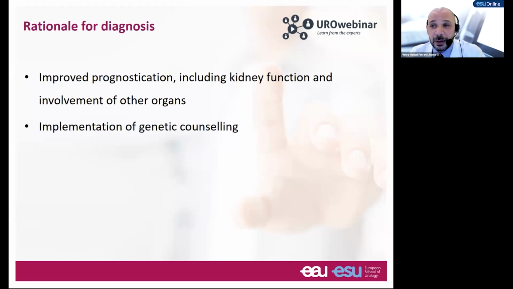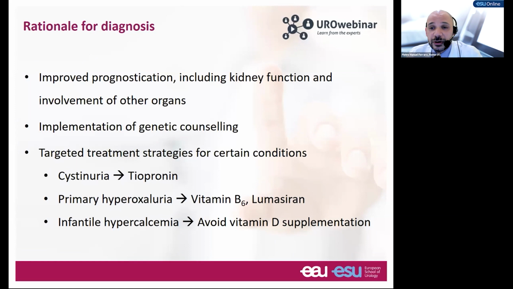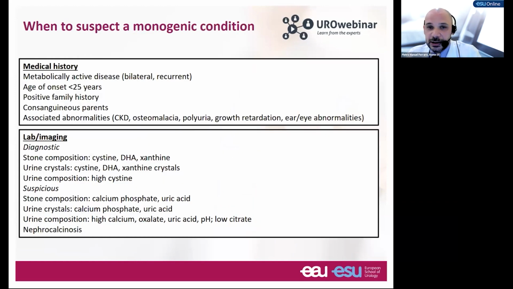It can be possible to implement genetic counseling on these patients, and also for certain conditions, it's possible to adopt targeted treatment strategies. For example, for cystinuria, we may use thiopronin. For primary hyperoxaluria, we can make a trial with vitamin B6, or with more recent RNA interference strategies. For infantile hypercalcemia, we might want to avoid vitamin D supplementation, which are things that we would not do if we didn't know the genetic diagnosis.